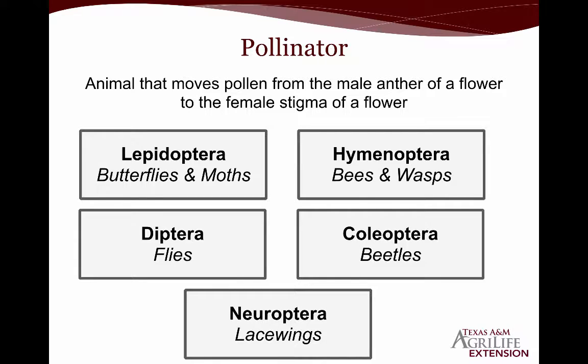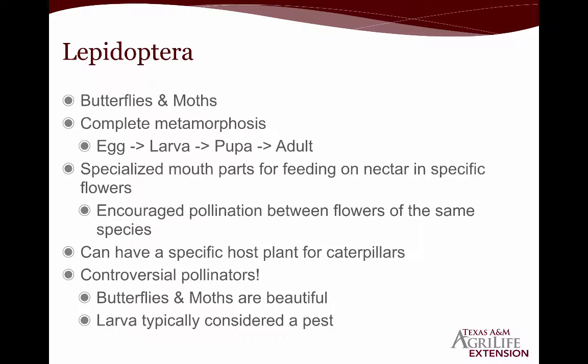Now I'd like to cover 5 groups of insect pollinators here. Again, within these groups, we do have some of those poster child pollinators, but we also have a lot of others that we don't really consider. So the 5 groups I'd like to cover are Lepidoptera, which are butterflies and moths, Hymenoptera, such as our bees and wasps, Diptera, which are our flies, Coleoptera, our beetles, and lastly, Neuroptera, which are the lacewings.